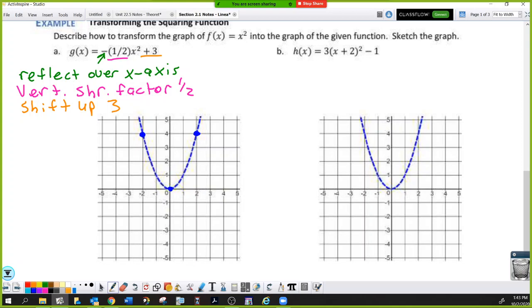Why did I avoid 1, 1? Because that 1/2 on the front, I didn't want to have to plot a decimal, that's why. So I went after the ones with even y values.